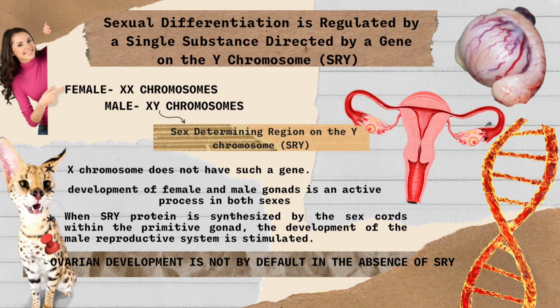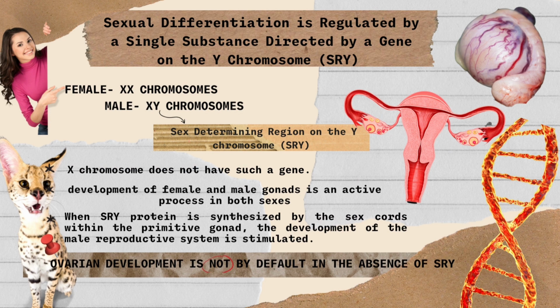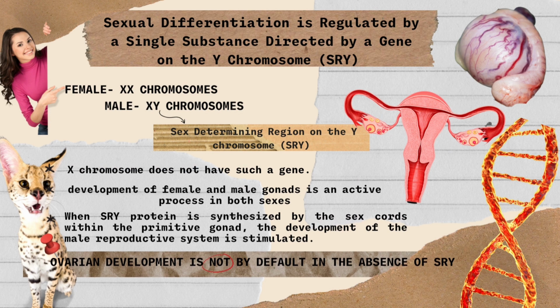Sexual differentiation is regulated by a single substance directed by a gene on the Y chromosome, SRY. The sex chromosomes within the spermatozoa determine whether the embryo will become a male and develop testes or whether it will become a female and develop ovaries. Females possess two X chromosomes, whereas males have one X and one Y sex chromosome. The Y chromosome contains a gene called sex-determining region on the Y chromosome, SRY.